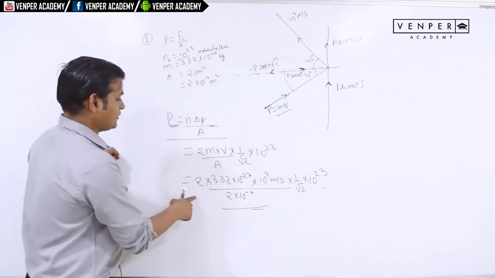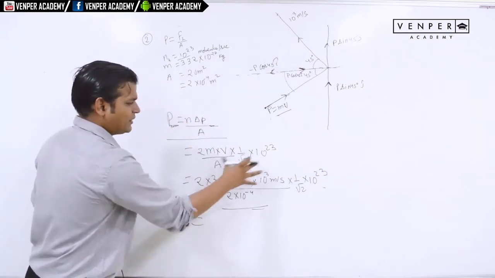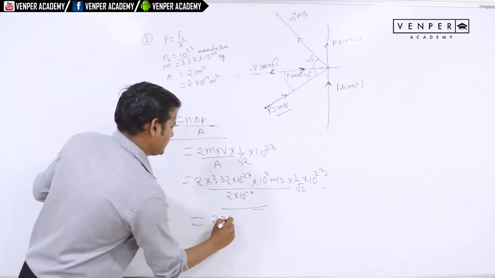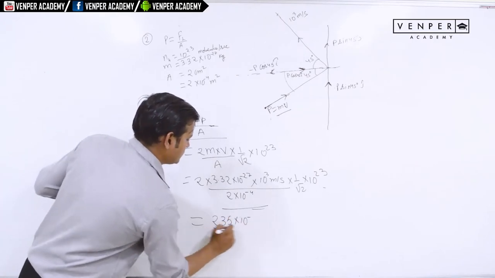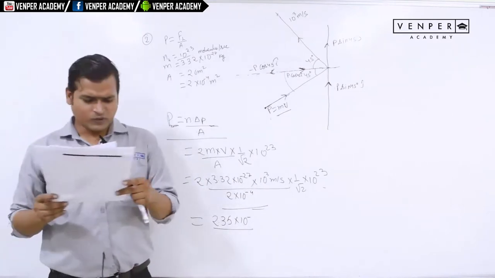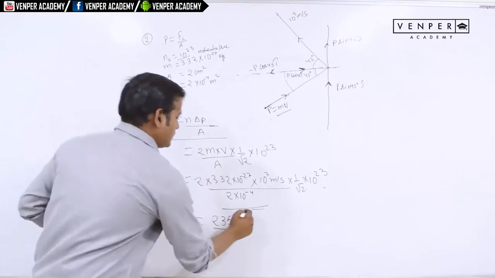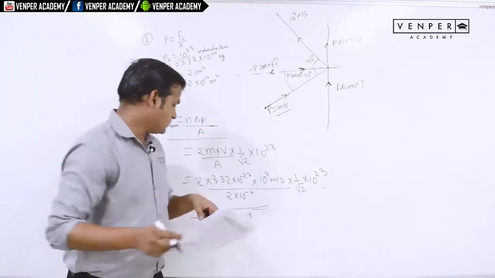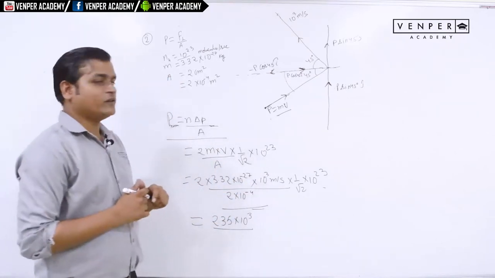So now, when you solve this, just do the multiplication here. After multiplying, you will get the value 2.35 into 10 raised to power, let me check how much you will get. I think you will get 2.35 into 10 raised to power 3. Which option is this? This is the third option. Just do the calculation in that one. Okay, so this question is over.